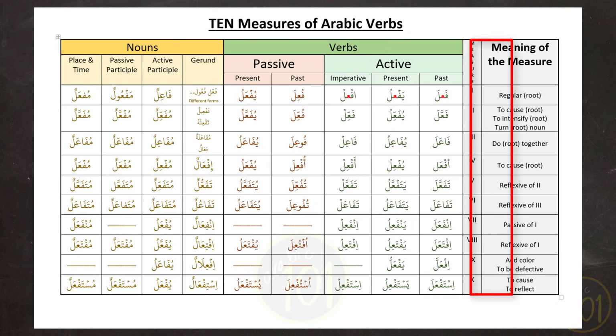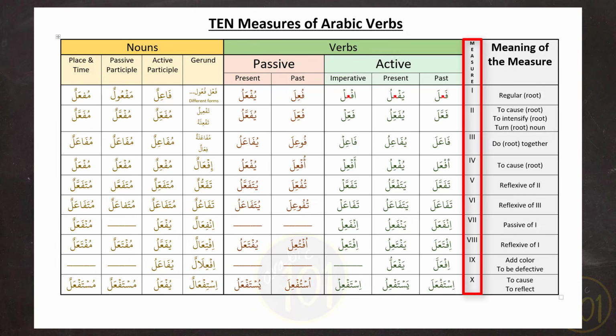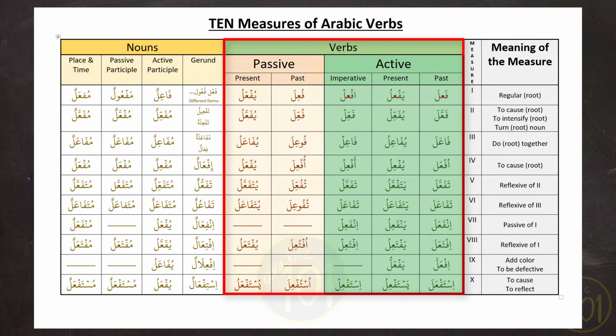The second column is the type of the measure, which is given in Roman numerals. They go from 1 to 10. The reason why I'm using the Roman numerals is that they are more universal in this context. Then we see that the verbs column is divided into active and passive.